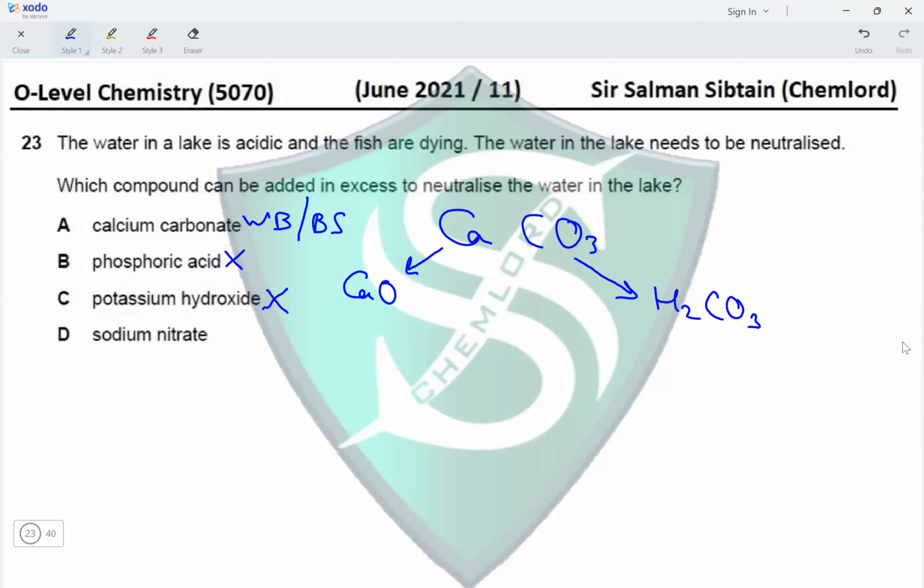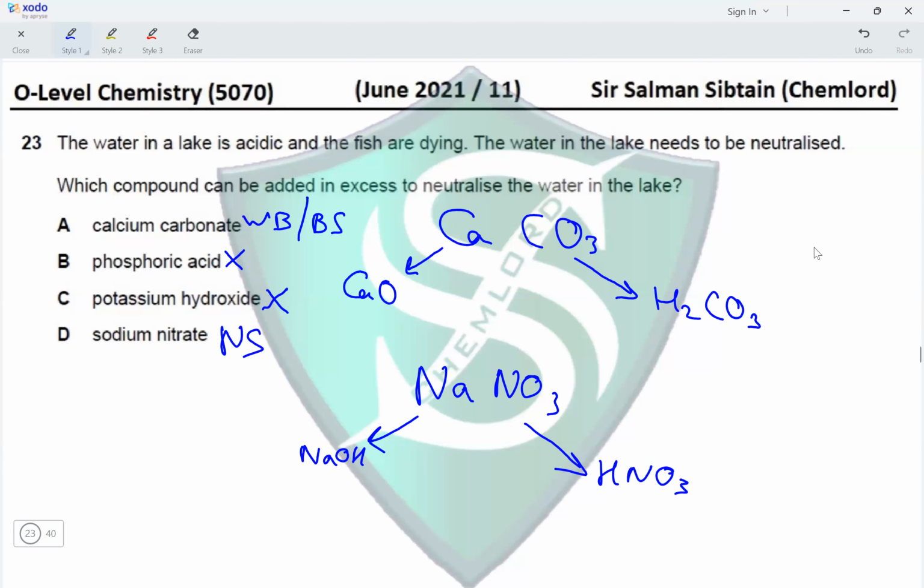And sodium nitrate. Now, sodium nitrate is a salt made from Na from NaOH and NO3 from HNO3. Now, NaOH is a strong base. HNO3 is a strong acid. A strong acid and a strong base result in the formation of a neutral salt. And addition of a neutral salt will have no effect.